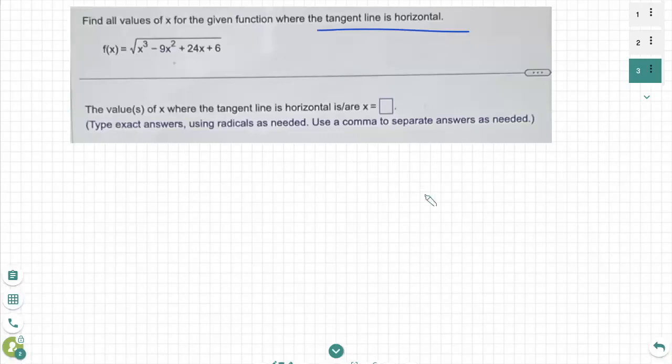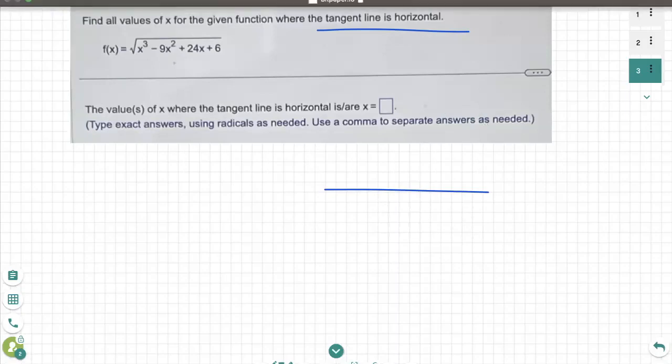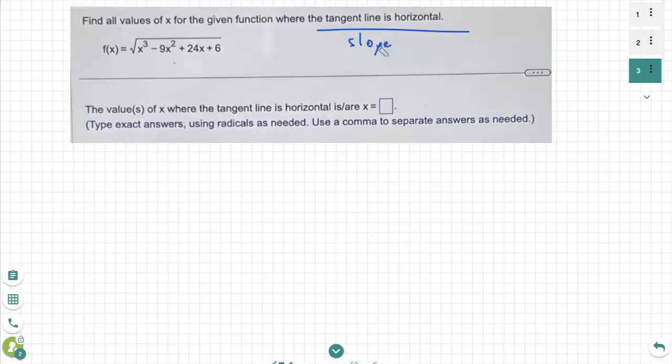If a tangent line is horizontal, what can you say about the line? The slope isn't very steep. What's the value? Do you know what the value of the slope is if it's horizontal? It's 0. So the slope of the line is equal to 0. And how do you find the slope of a tangent line again? You find the derivative.